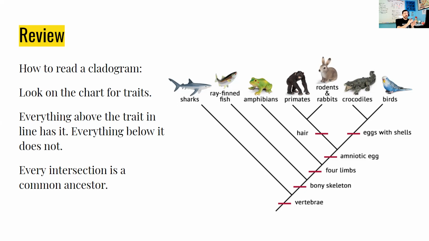After bony skeleton, we then move into four limbs. This now excludes the ray fin fish. It does not have four limbs. It does have a bony skeleton, but as you'll notice, everything above the trait in line has it. Everything below that trait does not. So when I get up to amniotic egg, you'll notice everything above amniotic egg, primates, rodents and rabbits, crocodiles and birds, all possess that trait, right? Amphibians, ray fin fish, and sharks do not possess that trait because they are below that characteristic.